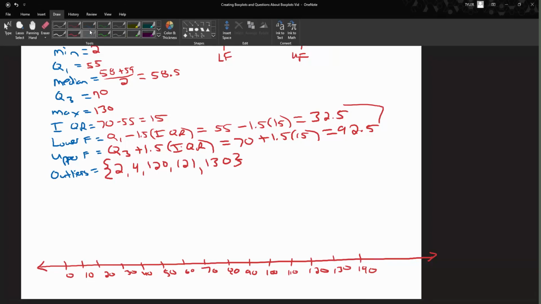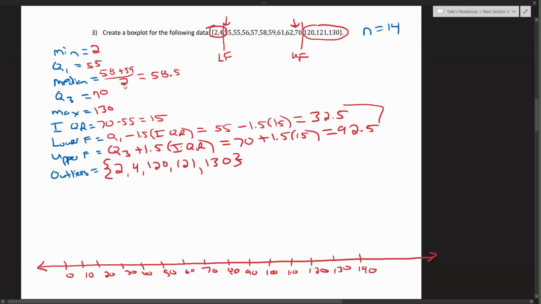So then next, let's draw a line for the median. So 58.5. Right, draw a line for Q1, which is 55. And then I'll draw a line for Q3, which is 70. So there's my box.